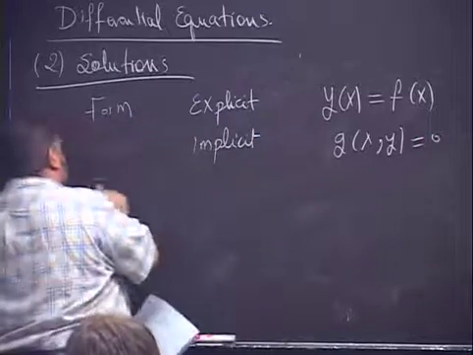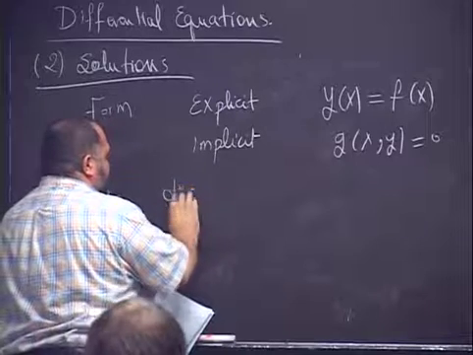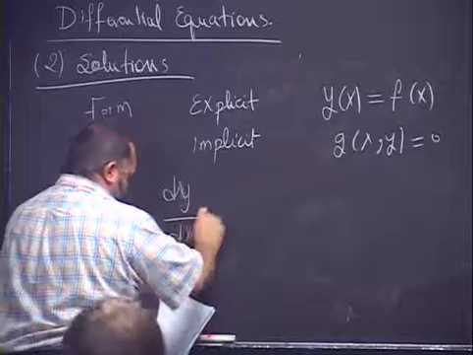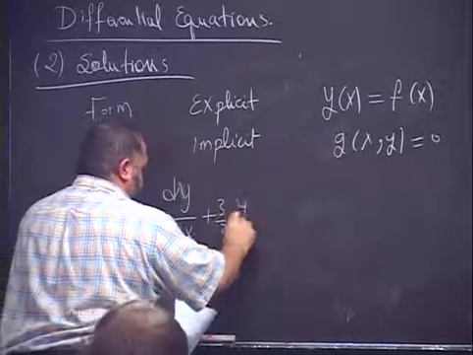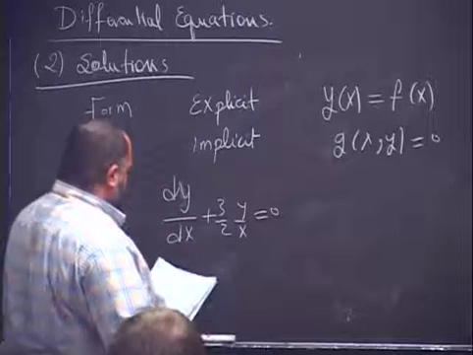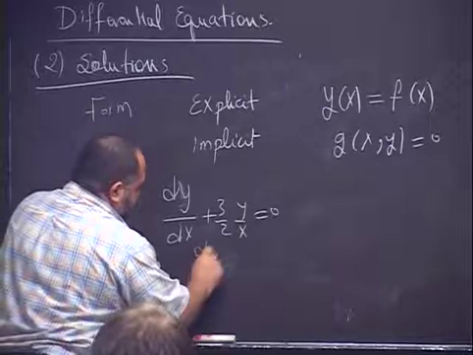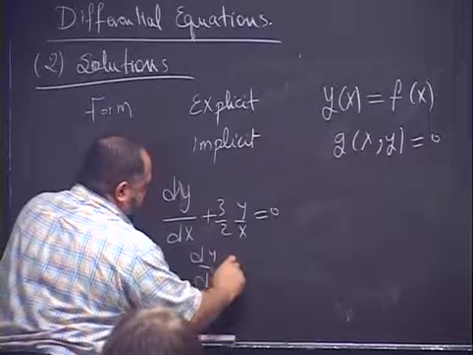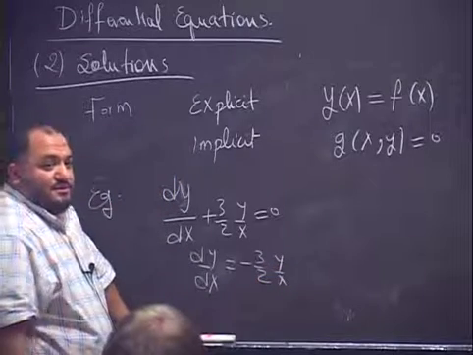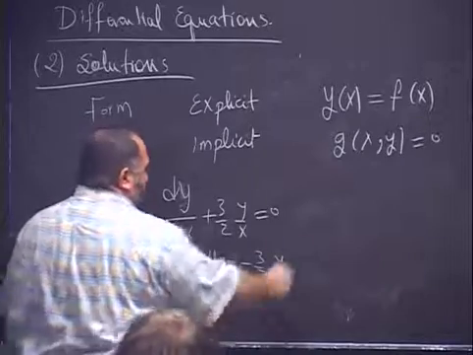To take an example, you know all of us love examples. So if we have dy by dx plus 3 over 2 y over x is equal to 0. How to solve this one? dy by dx equal to negative 3 over 2 y over x, and this is called separation of variables. So we will do what?